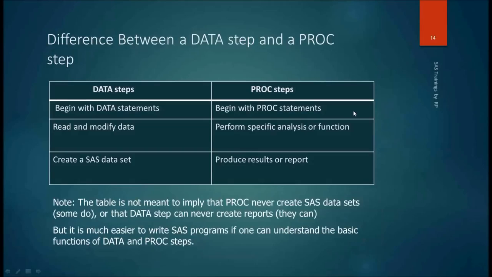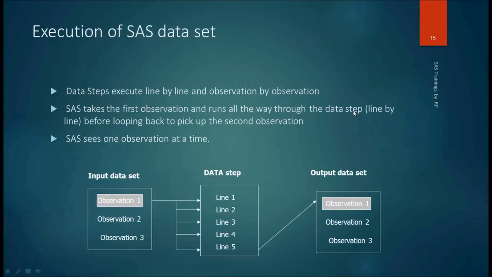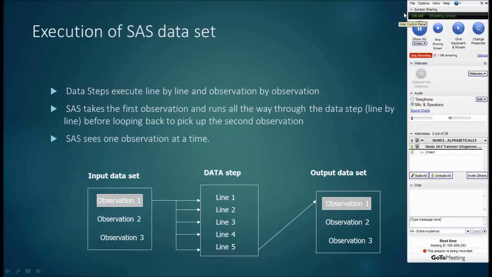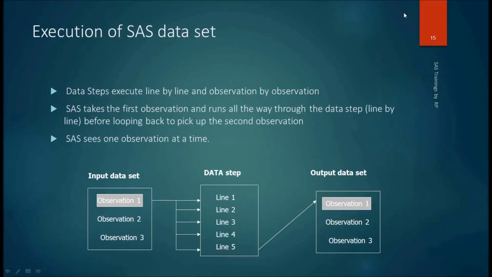You can create a report by using a data step. Execution of a SAS dataset: data steps execute line by line and observation by observation. SAS takes the first observation and runs all the way through the data step line by line, and it will output to the output data set. SAS can see one observation at a time.